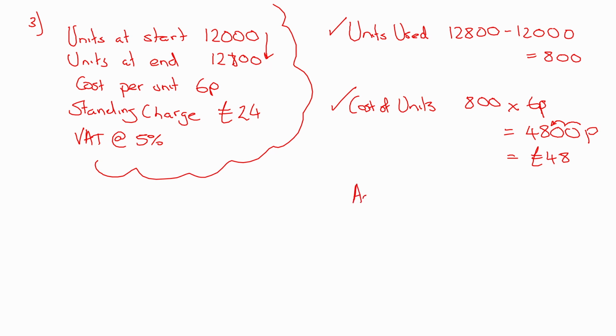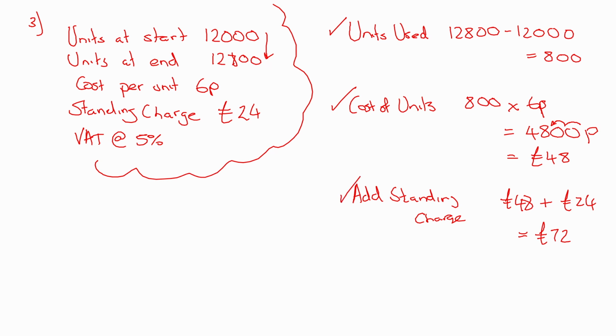Then we add the standing charge. So we take our bill of £48 and we add on to it this £24 that the electric company are charging me just for the privilege of having electric. And we're up to a £72 bill.